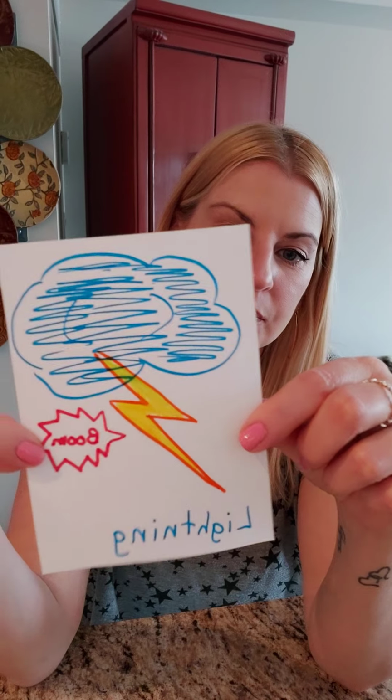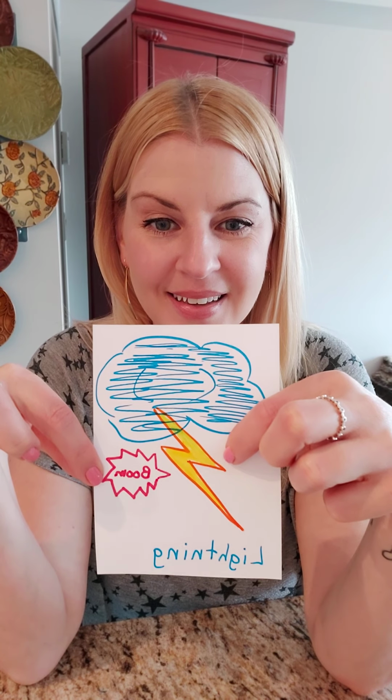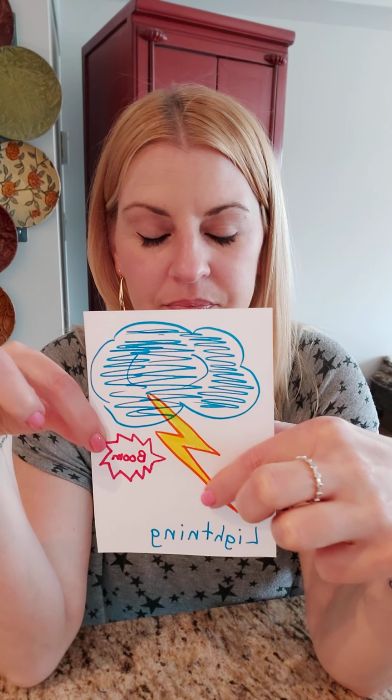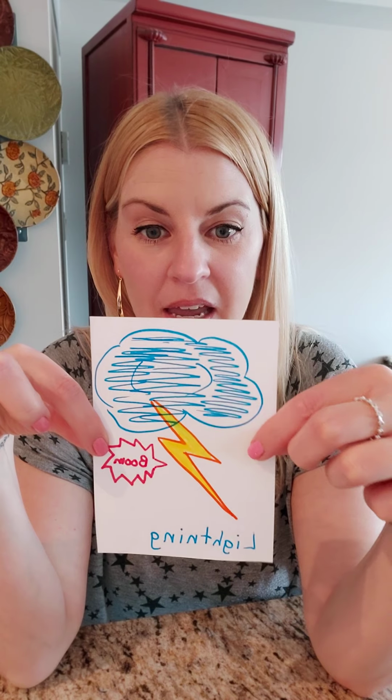Okay, so what else do we see in a thunderstorm? So here I'm looking at this yellow item right here in the middle of the page, and that is a big lightning bolt. So when we have a thunderstorm, you might see lightning, and right here beside my lightning, I've put the word boom, because lightning is very loud, and sometimes it's even a bit scary if it gets really loud.